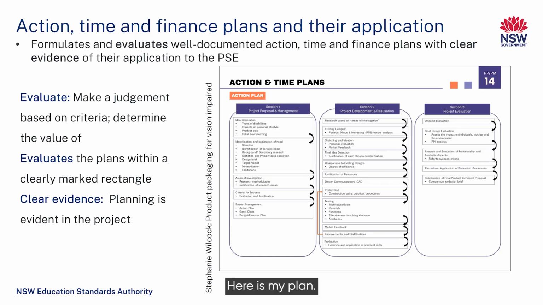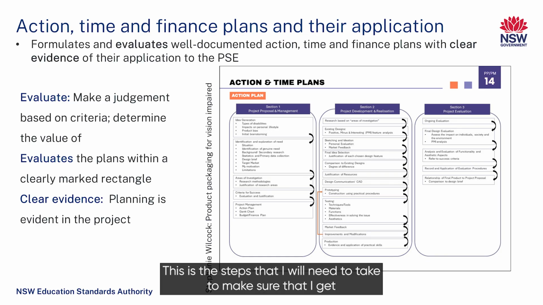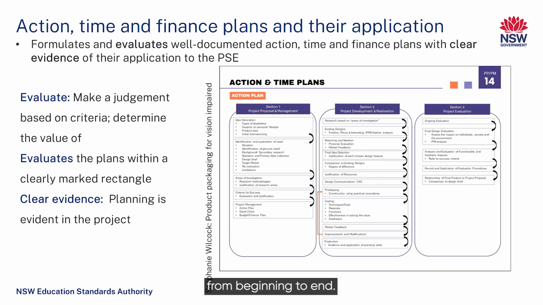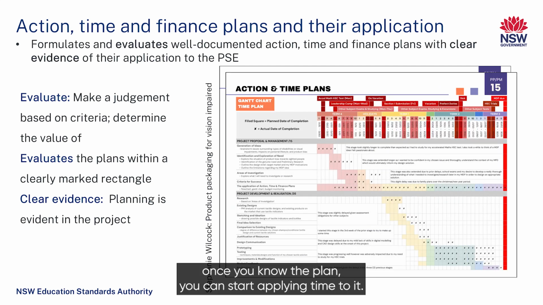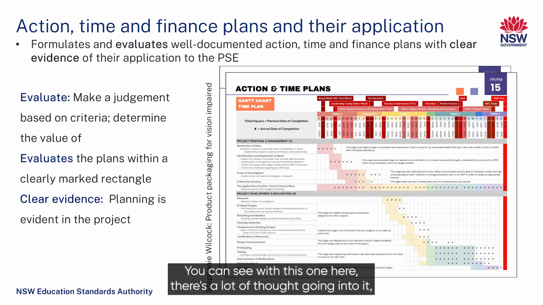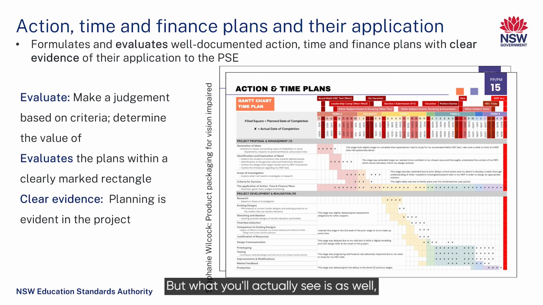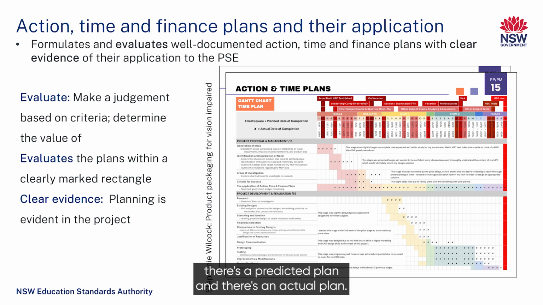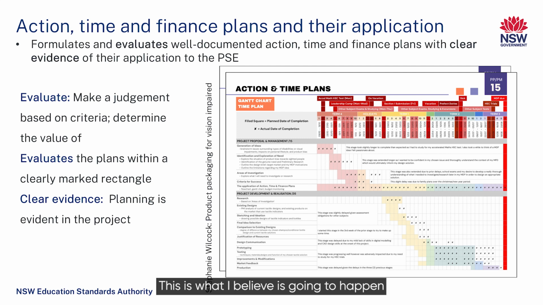Here is my plan. These are the steps that I will need to take to make sure that I get from beginning to end. From there, once you know the plan, you can start applying time to it. That's how we get our Gantt chart. You can see with this one here, there's a lot of thought going into it, lots of colour, lots of things that are happening. But what you'll actually see as well is there's a predicted plan and there's an actual plan. This is what I believe is going to happen, and this is what actually did happen.